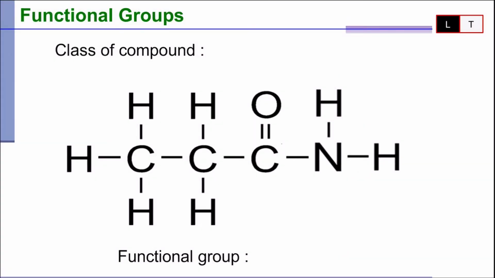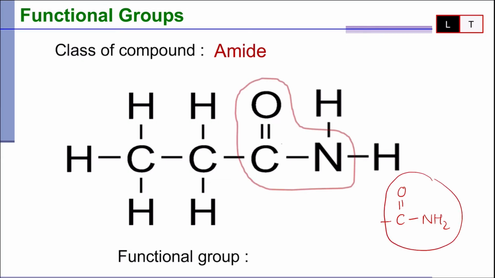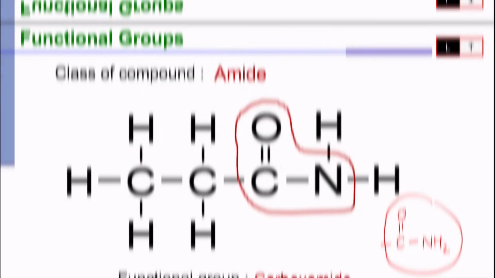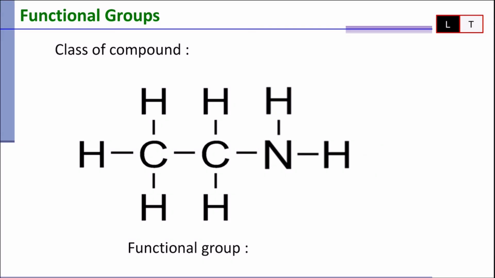Next, we go for class of compound amide. So amide adalah C double bond O attached to NH2. So ini C double bond O attached to NH2. So the whole thing here yang kita akan bulatkan. Okay, ataupun awak boleh bulatkan C double bond O N. Tak ada masalah. Dan nama functional group untuk amide adalah carboxamide. Okay, ingat carboxamide.